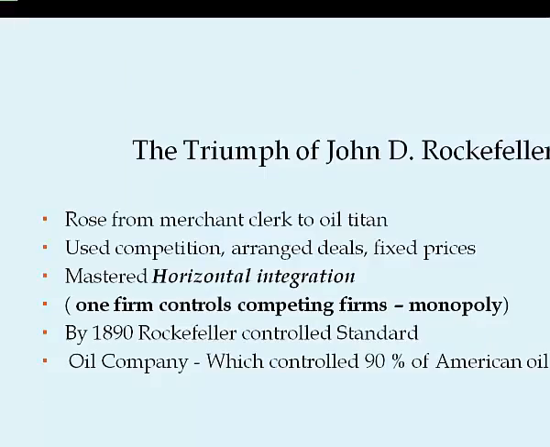And more associated with extraordinary wealth was a man, John D. Rockefeller. And even today you hear somebody say he's rich as John D., who rose from being a merchant clerk to an oil industry titan. Using cutthroat competition, he ruined several oil companies that were competing with him. He arranged deals with railroads, and he fixed prices and production. He mastered what's called horizontal integration.